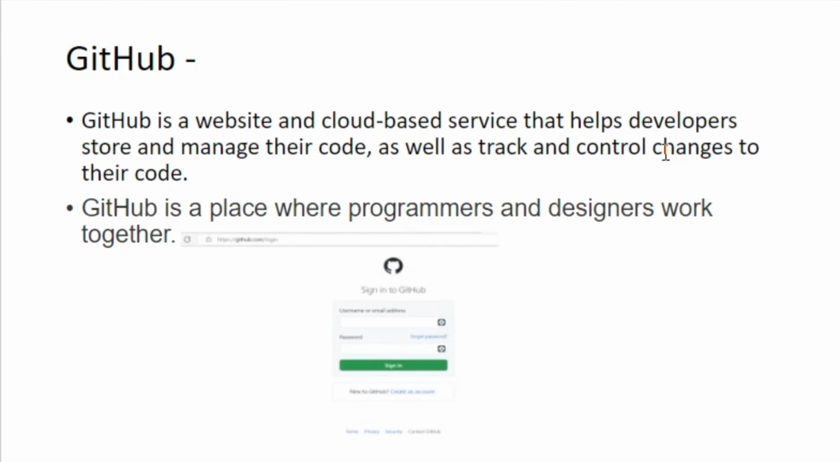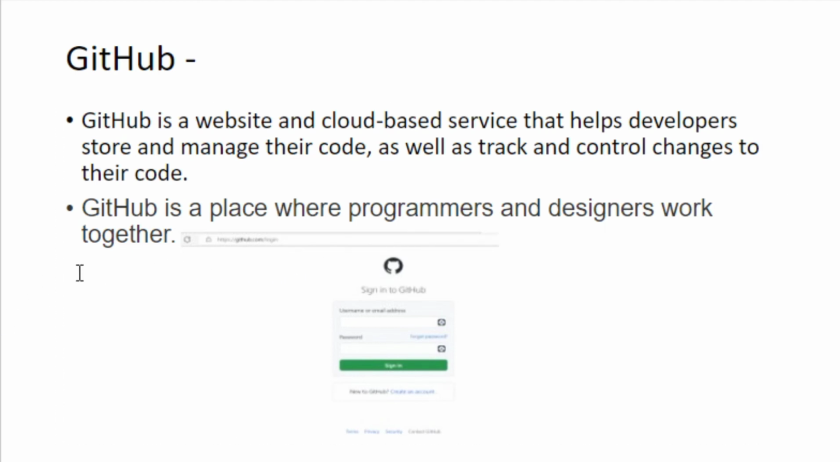Now we will see what GitHub is. GitHub is a website and cloud-based service that helps developers store and manage their code, as well as track and control changes to their code. In simple words, GitHub is a code hosting platform for collaboration and version control. This is the URL of GitHub. Here we can create public and private repositories as well.